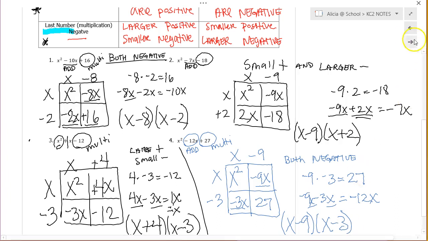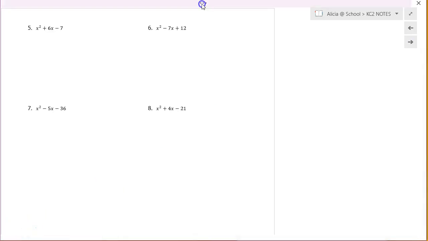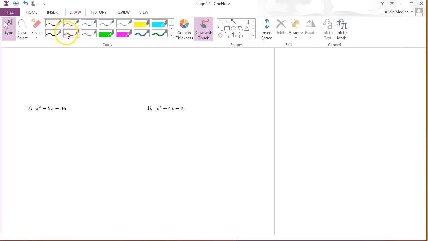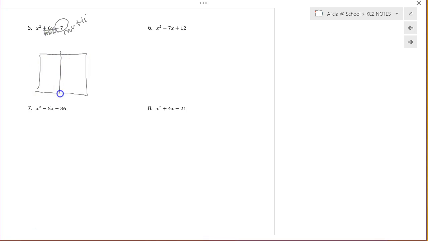Alright, looking at our next example here. Example 5, x squared plus 6x minus 7. So I have that plus there. And it's going to be what I multiply to. This is what I add to. So x squared goes in the top left. Negative 7 goes in the bottom right.